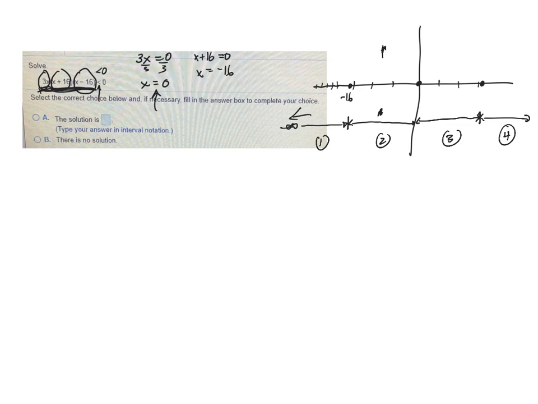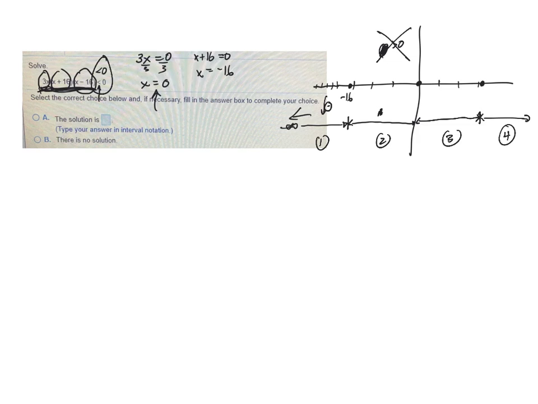Now the intervals that will be solutions are the ones that are less than 0, so the ones that are below the axis. If it's below the axis, or a negative number, then that's a solution. If it's above the axis up here, or a positive number, we don't want that interval. I don't know if that's going to be what it looks like, but we'll see.